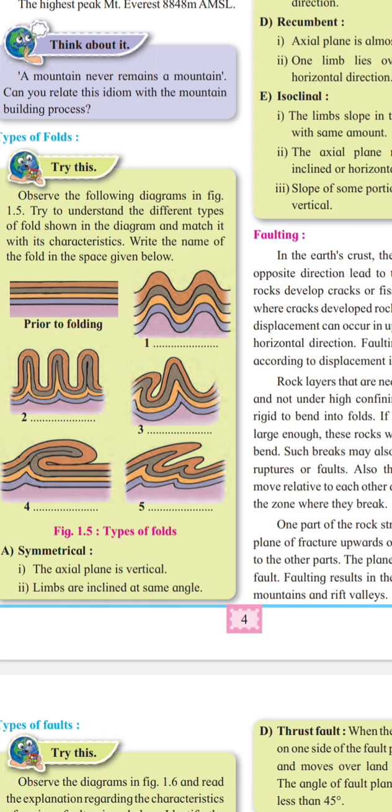Young fold mountains are around 10 to 25 million years old. They are much higher because they are comparatively younger. Examples are the Himalayas and Rockies. The highest peak in the world, Mount Everest, which is 8,848 meters above mean sea level, is part of the Himalayas.